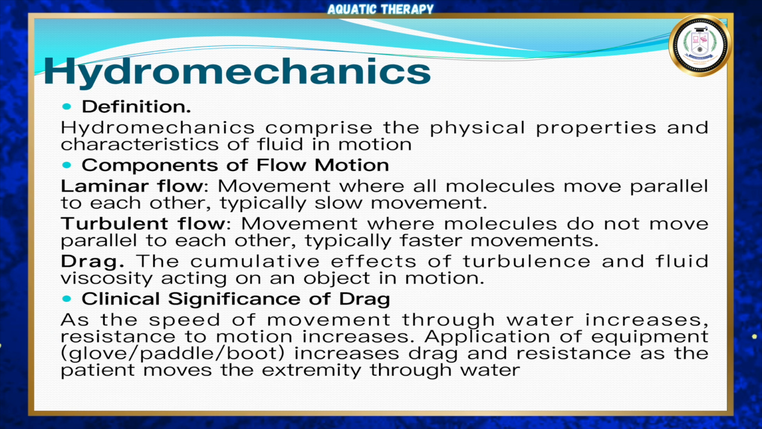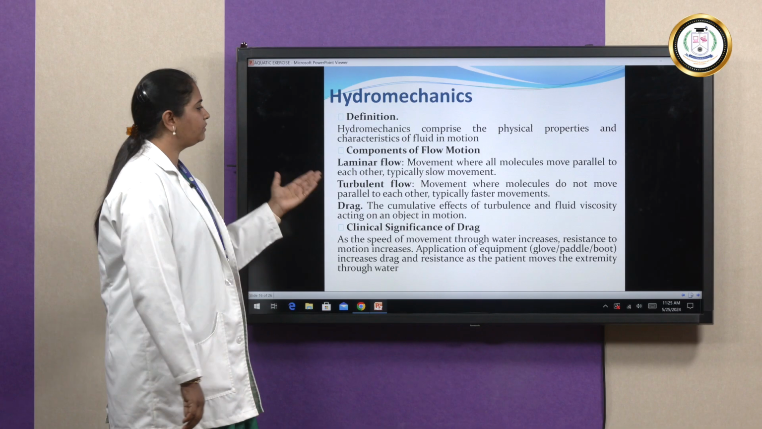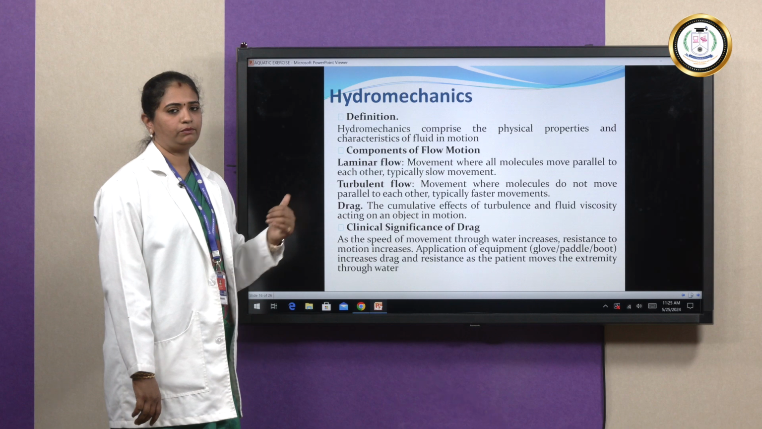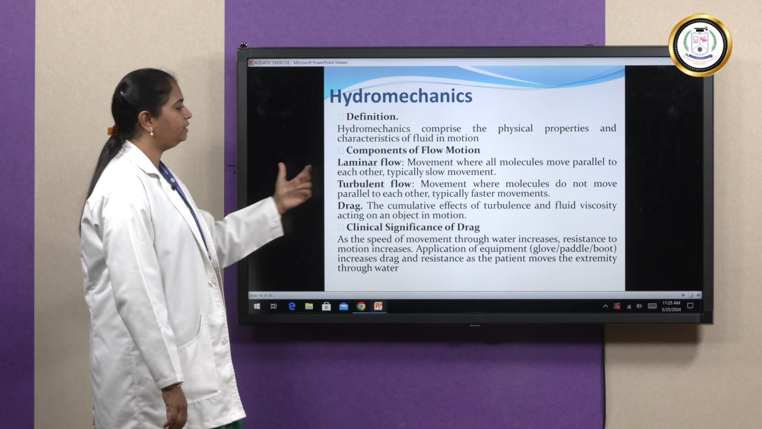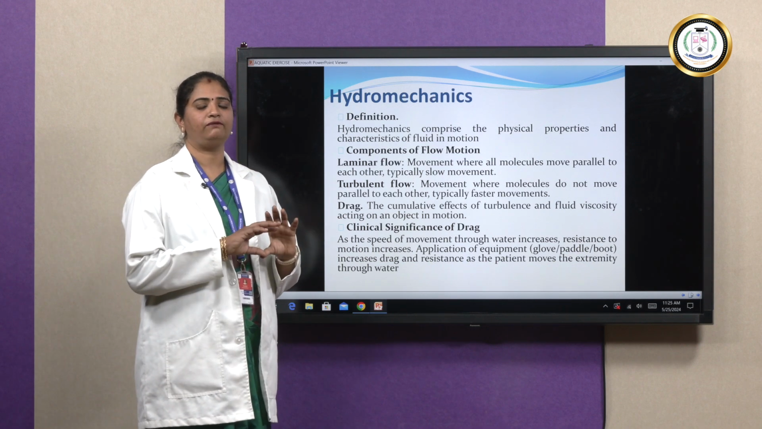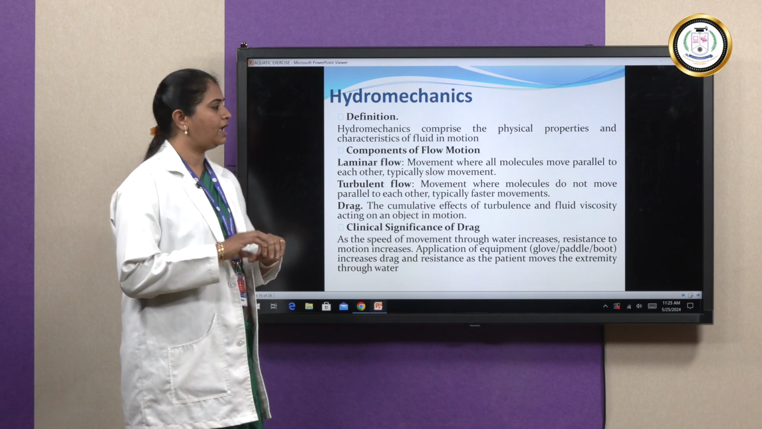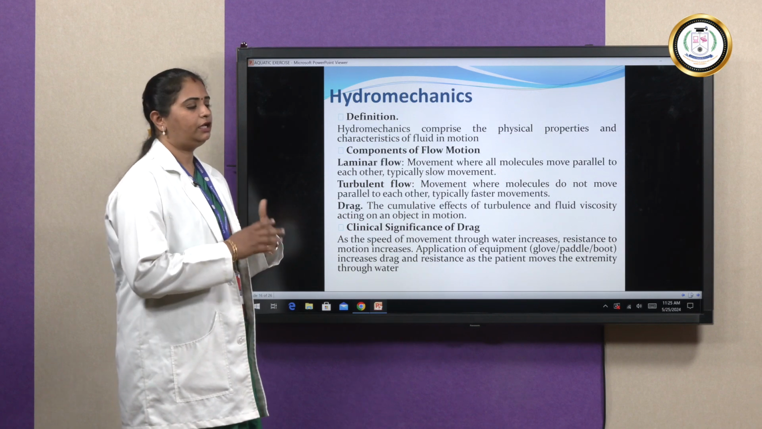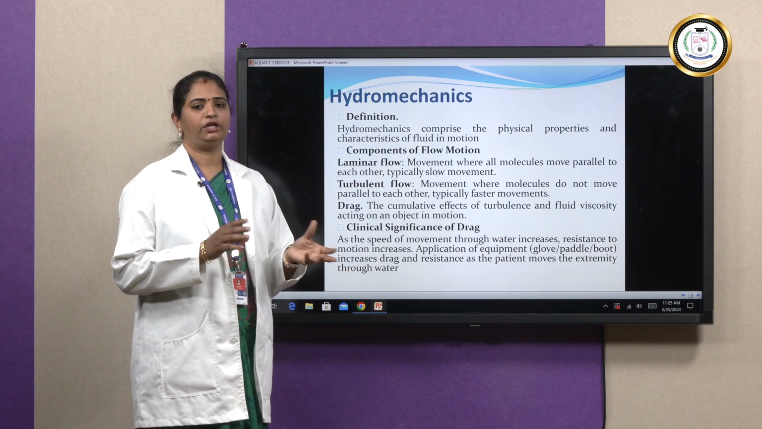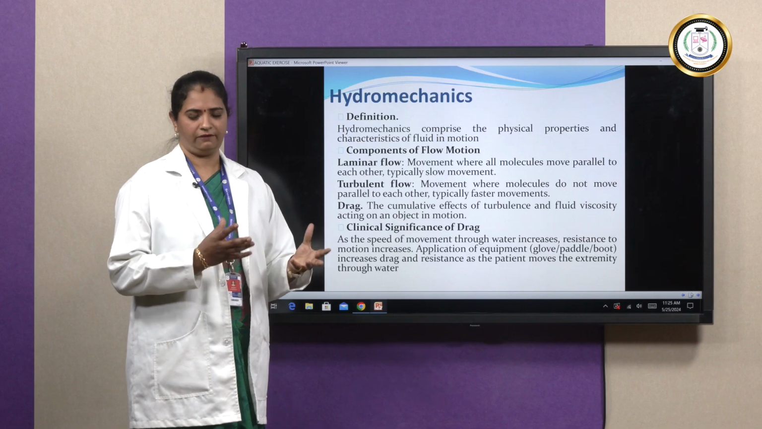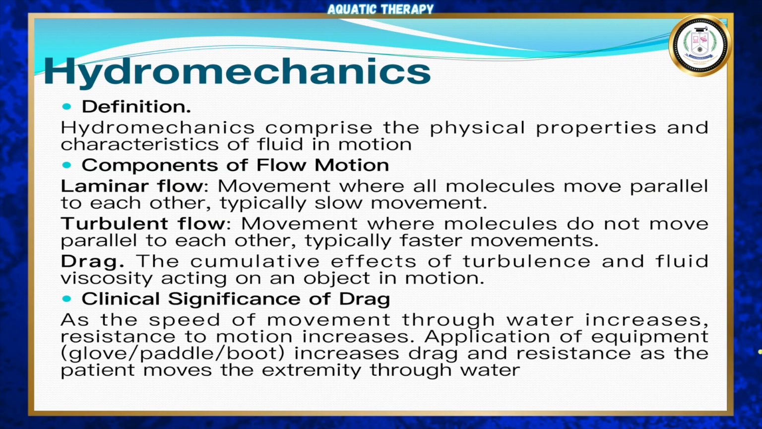Hydromechanics. Definition: hydromechanics comprises the physical properties and characteristics of fluid in motion, that is the laminar motion, turbulent motion and the drag. In laminar movement, the molecules follow a parallel pathway and it is slow in nature. Turbulent flow does not follow a parallel pathway and is very fast. A drag is a cumulative effect of turbulence and fluid viscosity acting on an object in motion.